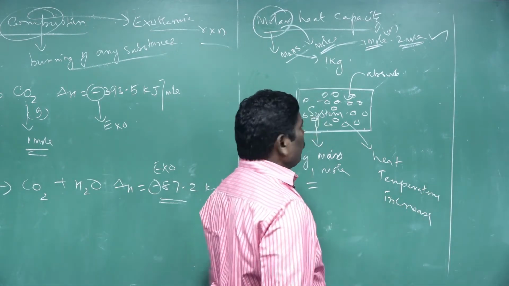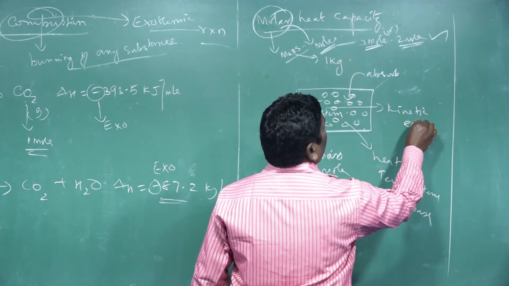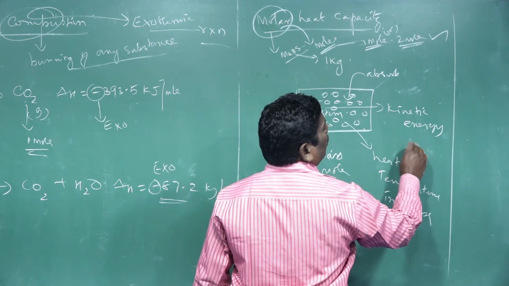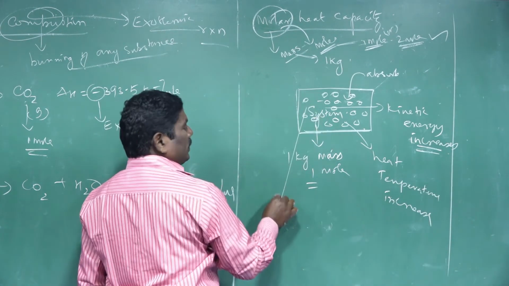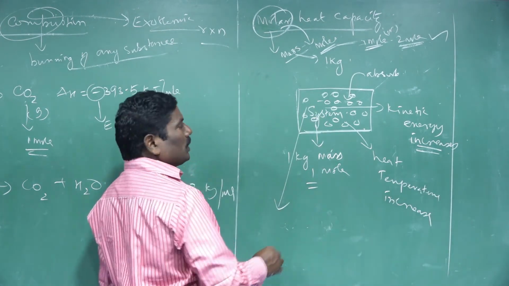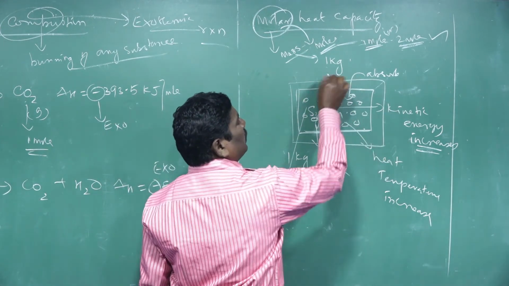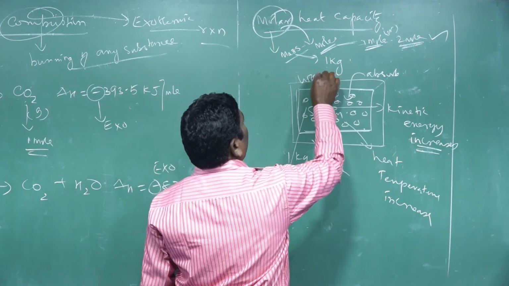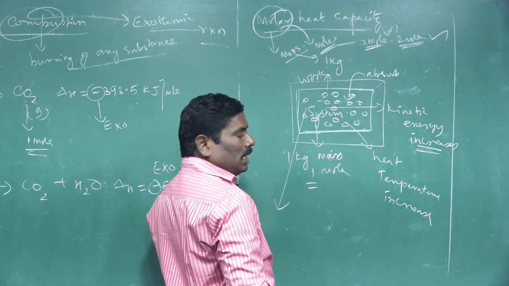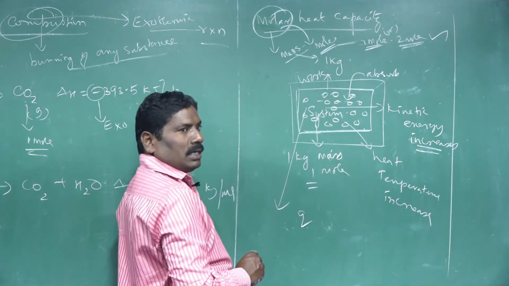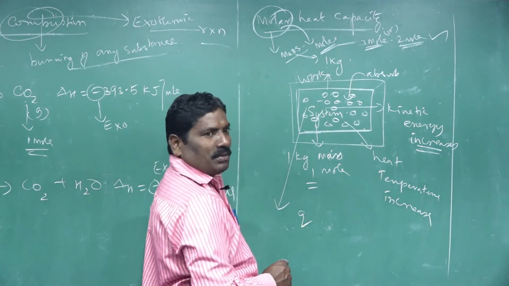If the heat and temperature increase, what will happen? The kinetic energy will increase. When the kinetic energy increases, the system is going to start its function, that is, it is going to work. Now, when it starts its work after absorbing the energy, what is the amount of energy absorbed by the system? That is Q, the amount of energy absorbed by the system.